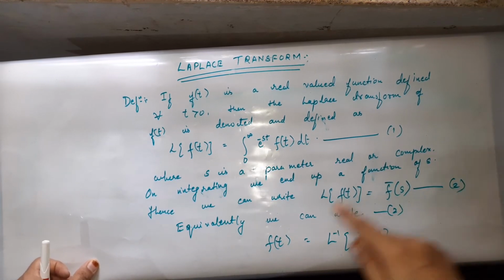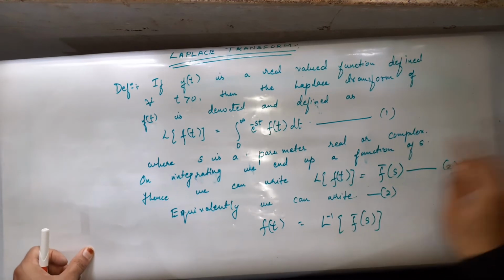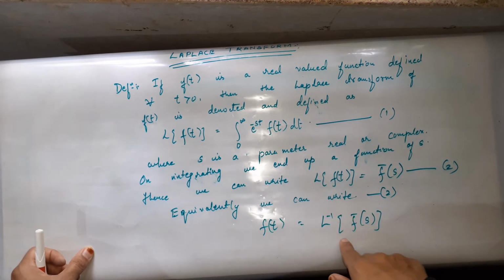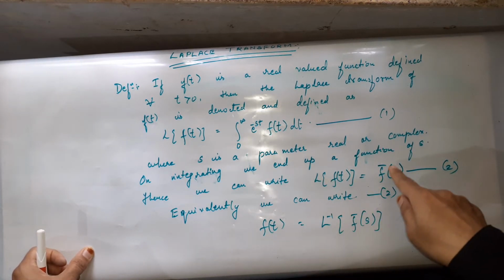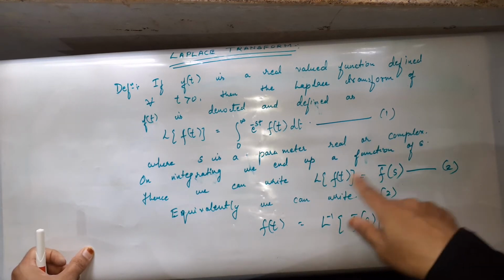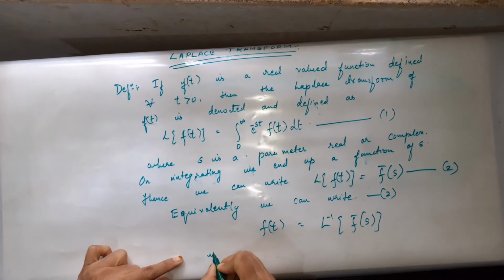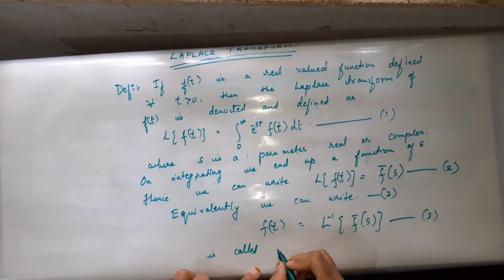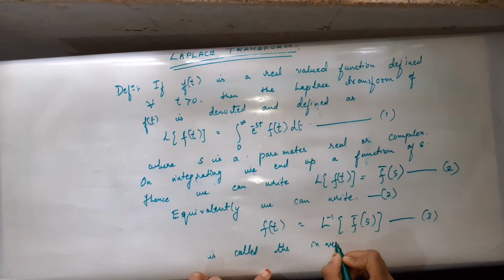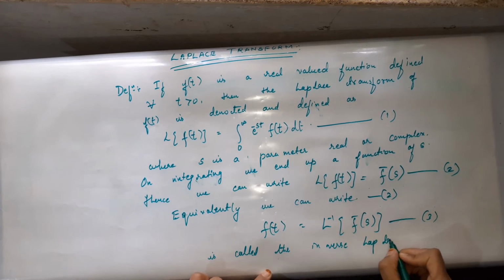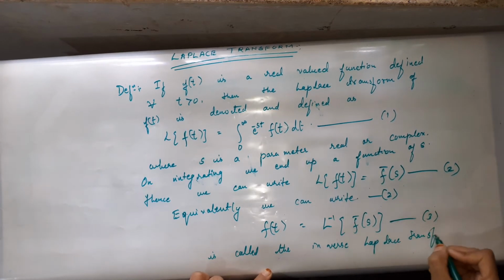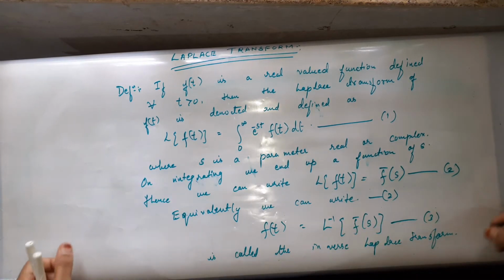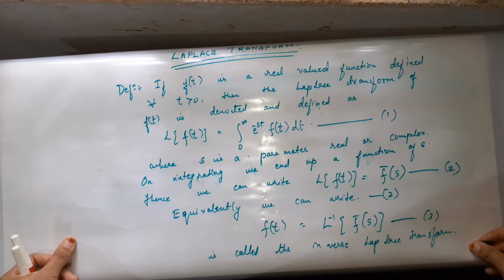Now equivalently, I can rewrite the same equation 2 by taking that L to the left hand side. Look at this. So f of t is equal to L inverse of f bar of s. So take this L to the left hand side, and this is going to be your inverse Laplace transform. We can call this equation 3. So this is called the inverse Laplace transform.